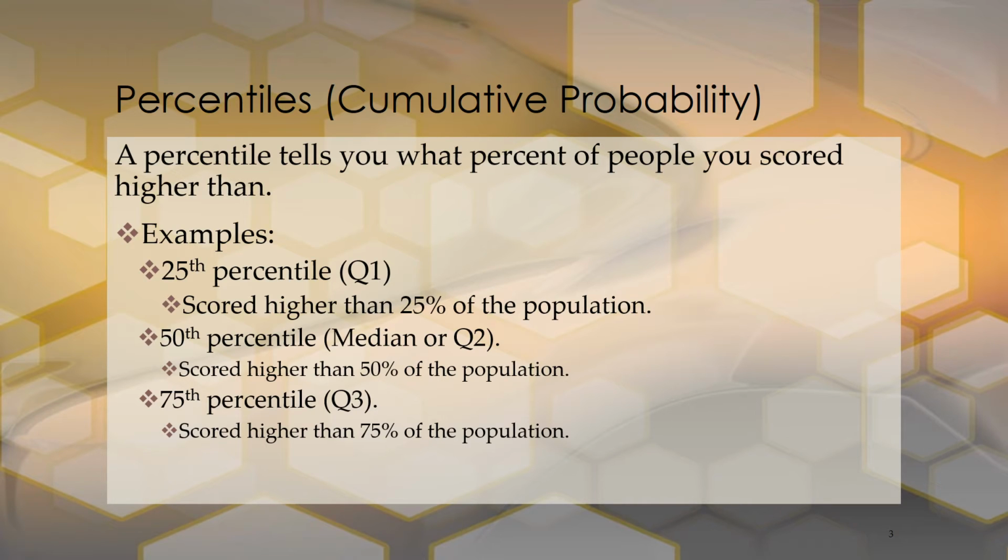If you're in the 25th percentile, then you scored higher than 25% of the population. If you're in the 50th percentile, you scored at the median, and you scored higher than 50% of the population. If you're at the 75th percentile, you scored higher than 75% of the population.